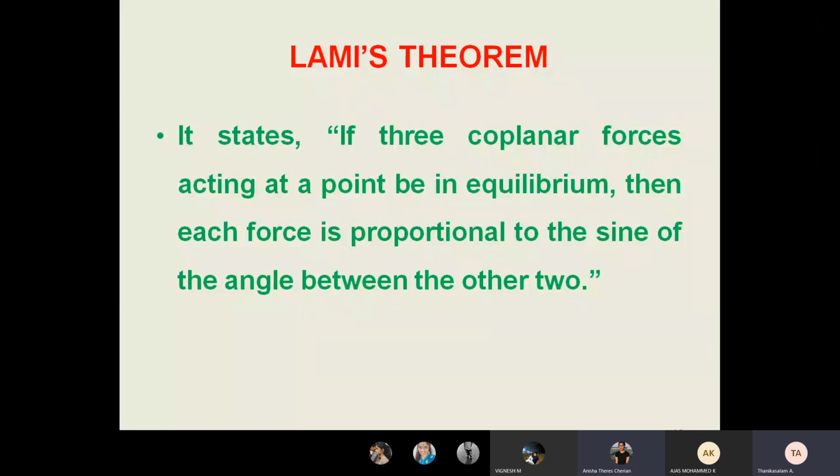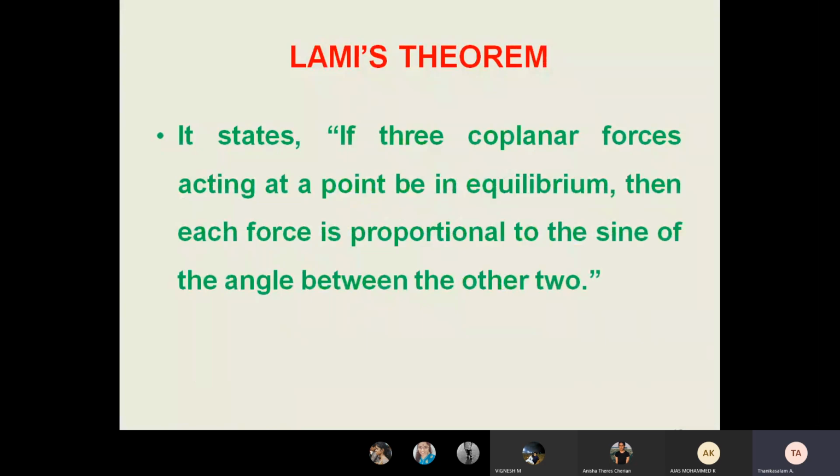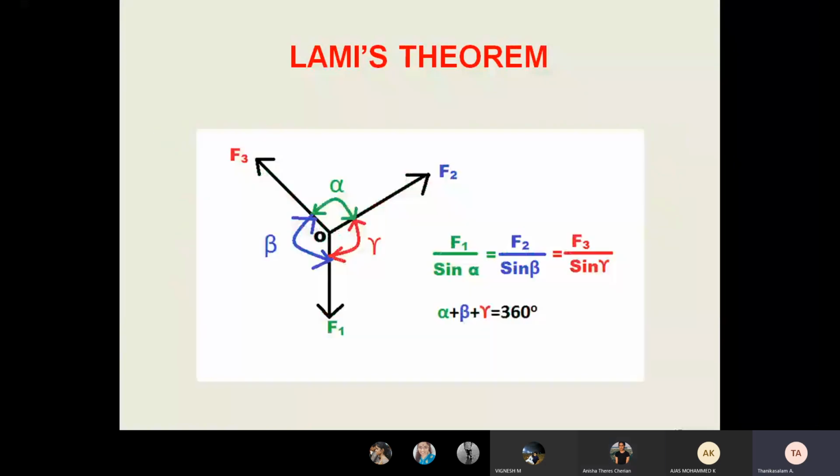Only three forces acting at a particle. See here, at the point O, three forces F1, F2, F3. If three coplanar forces acting at a point are in equilibrium, then each force is directly proportional to the sine of the angle between the other two forces. F1 is opposite alpha, see the green color. F2 is opposite angle beta. F3 is opposite angle gamma. As per the law, F1 divided by sine alpha equals F2 divided by sine beta equals F3 divided by sine gamma.